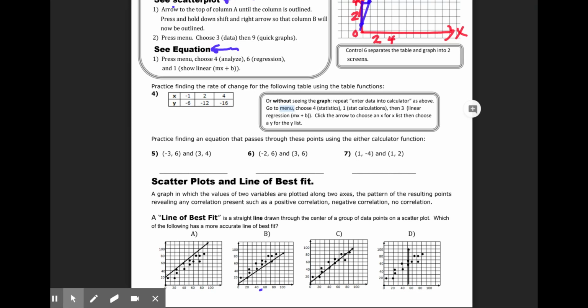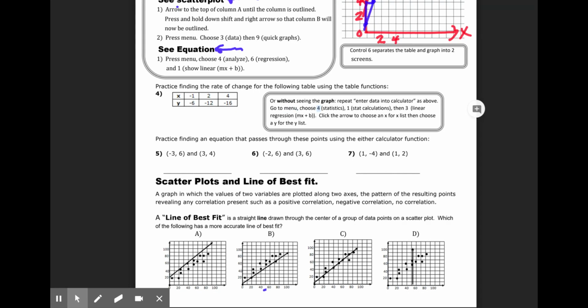So what you can do is go to the menu, choose 4, statistics, and then 3, linear regression. Click the arrow to choose an X for the X list, then choose a Y for the Y list. If you did that, then you would have gotten an answer of -2.